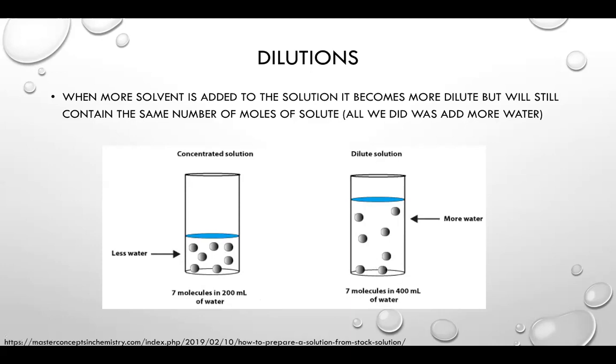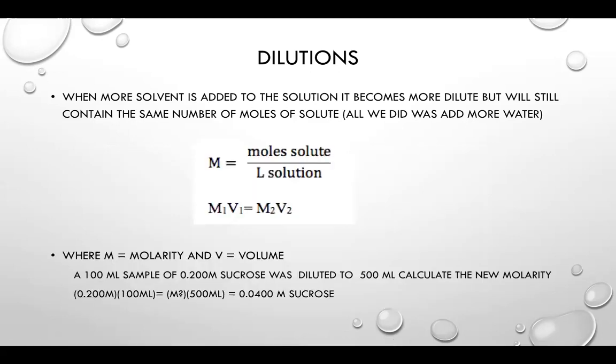It's kind of like if you had a glass of really, really sweet iced tea. If you added more water to it, you can make it less sweet, and that's because the sugar becomes less concentrated. So when we do dilutions, we can calculate the change in the concentration or the change in the volume. When more solvent is added, the solution becomes more dilute, and we'll use this equation below.